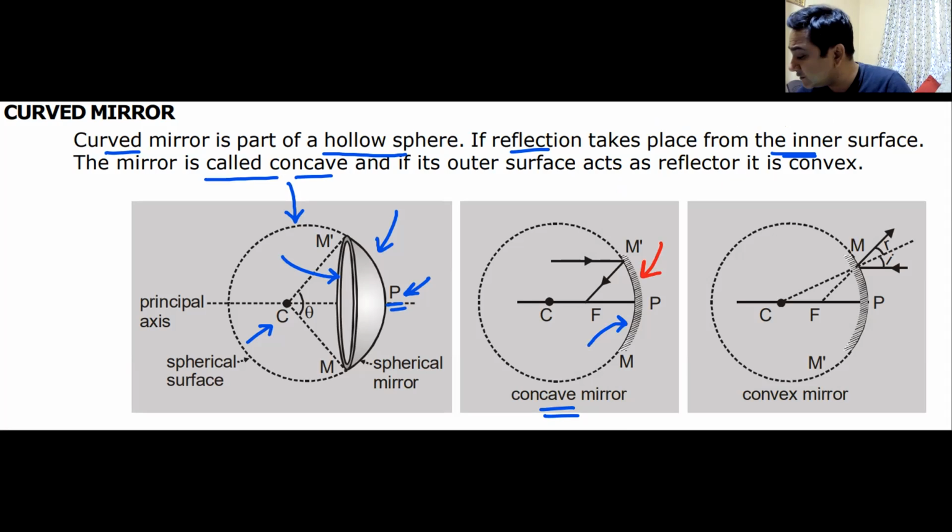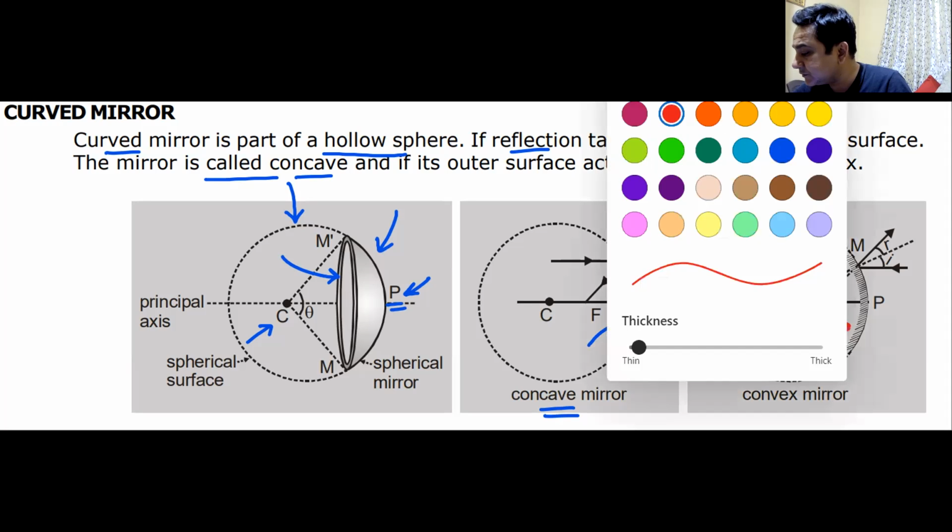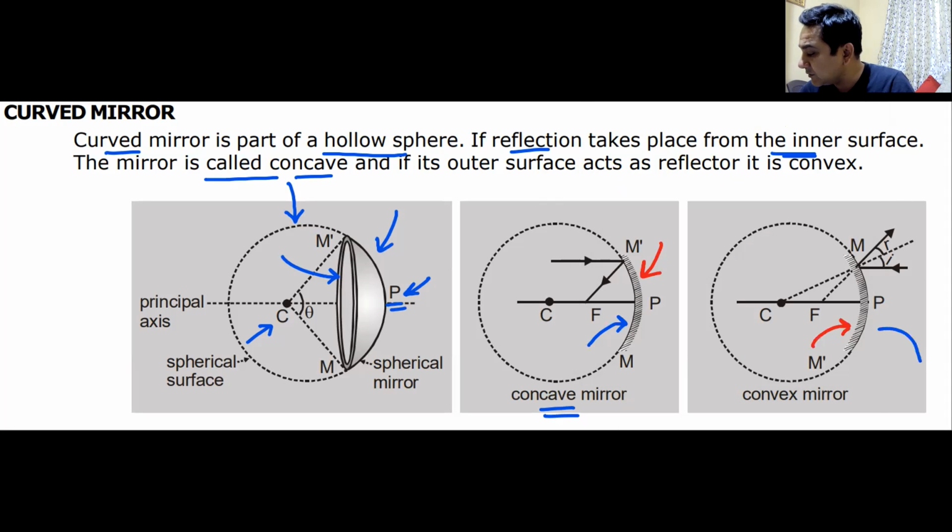If I reverse the process, I make the silver part inside, and reflection is taking place from the outer surface. I hope you can see this. Reflection is taking place from the outer surface and the inner surface is silvered. Such types of mirrors are known as convex mirrors. Both of the mirrors are nothing but part of a hollow glass sphere. Do we understand this? Yes, sir.